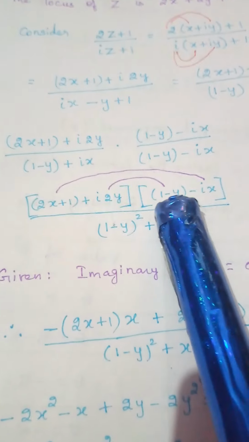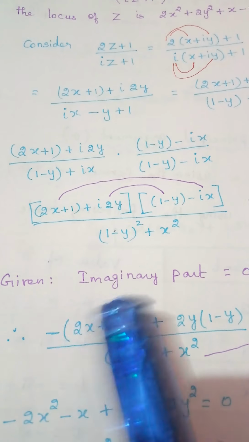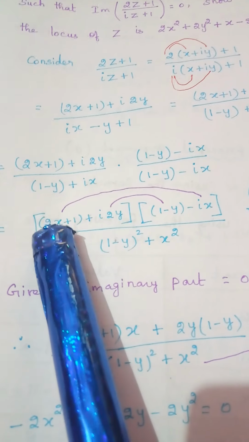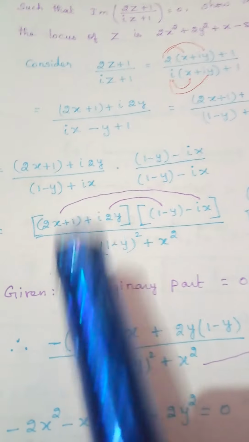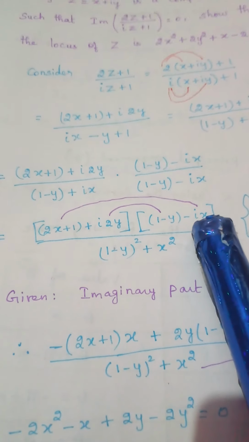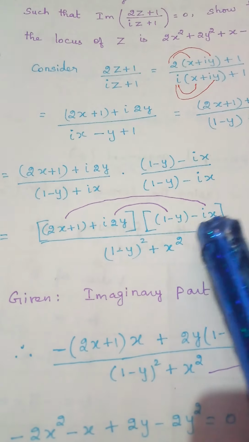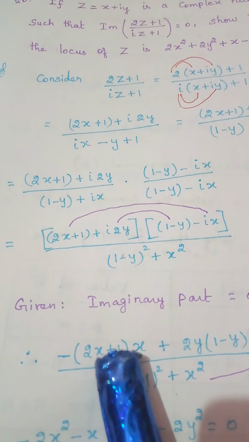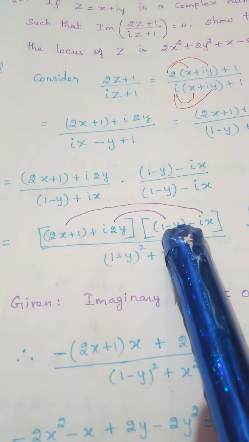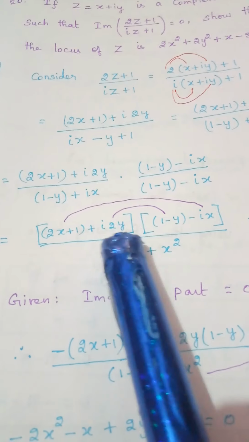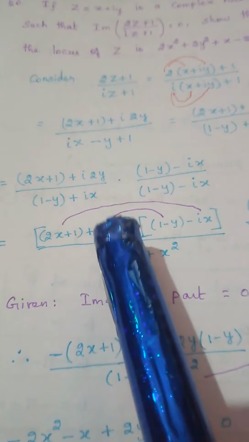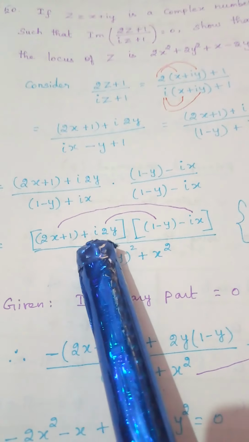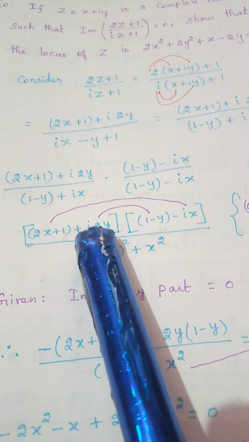First term to first term, real part, so I am not going to write that. First term to third term, real part, I am not writing. First term to fourth term, imaginary part, leave i, see the remaining, minus x, 2x plus 1. Second term to third term, imaginary part we want, so leave i, 2y into 1 minus y. Second term to fourth term, i square will come, i into i, which means minus 1, so it will come in the real part.